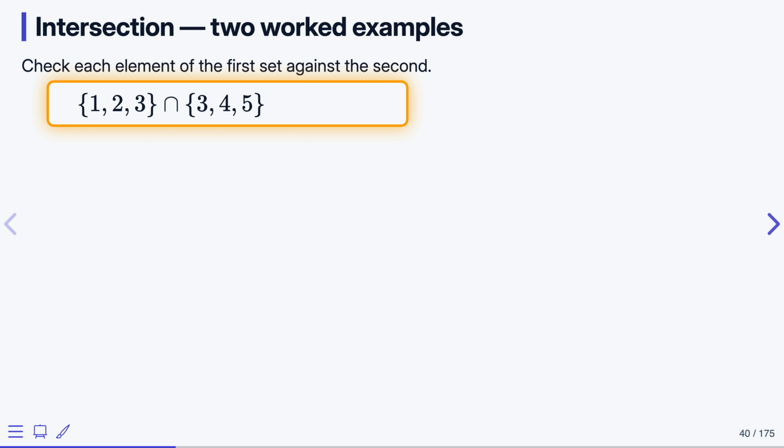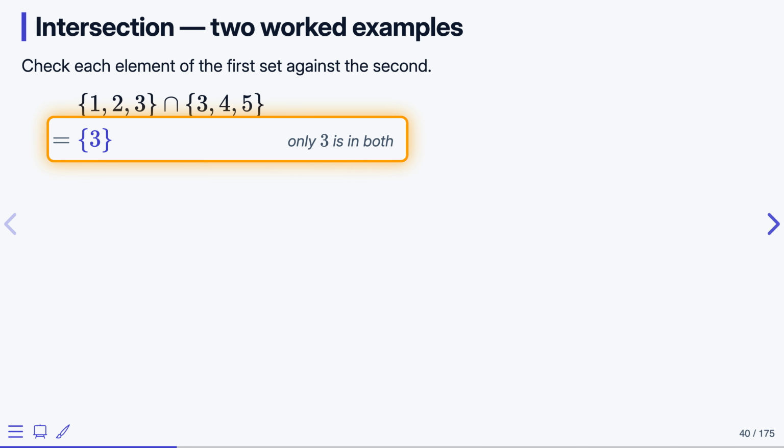Now two examples. The method is the same each time. Check each element of the first set against the second. First, the set {1, 2, 3} intersect the set {3, 4, 5}. Is 1 in the second set? No. Is 2? No. Is 3? Yes. So only 3 survives, and the answer is the set containing 3.